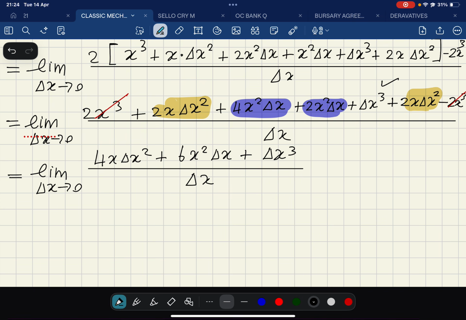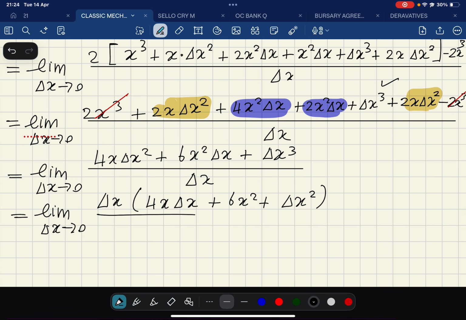From there, in the numerator, I have common factor of change in x. I see change in x approaches 0. I have common factor of change in x into 4x change in x plus 6x squared plus change in x squared, all divided by the change in x. If you can see, the change in x, they cancel.